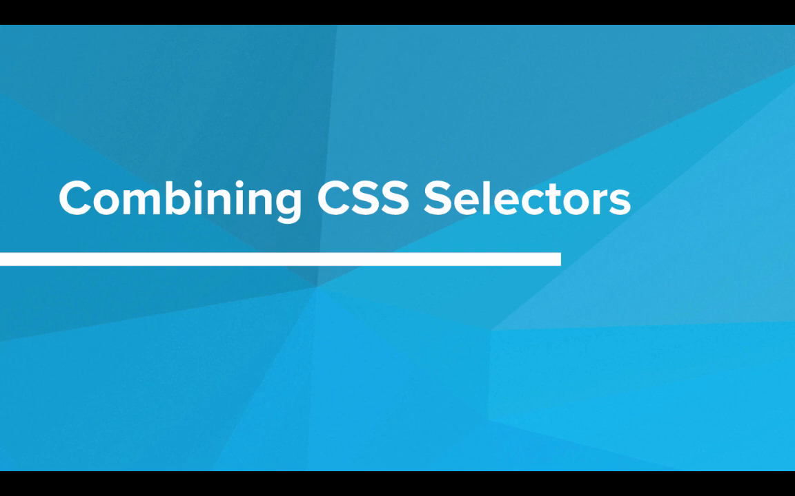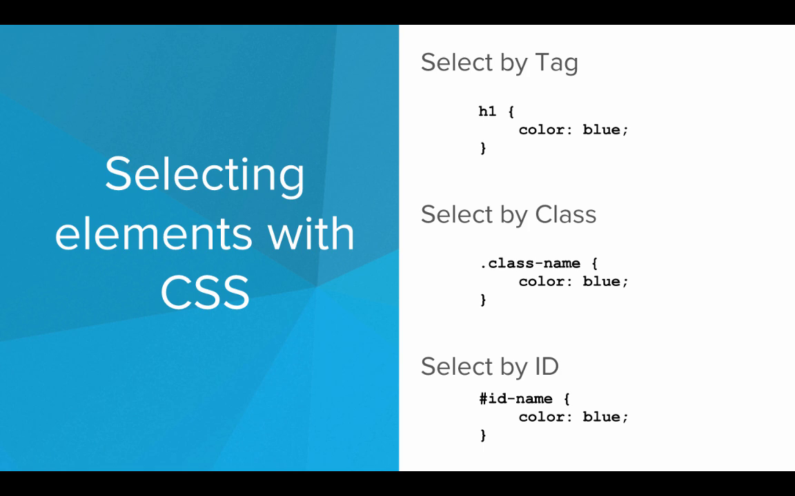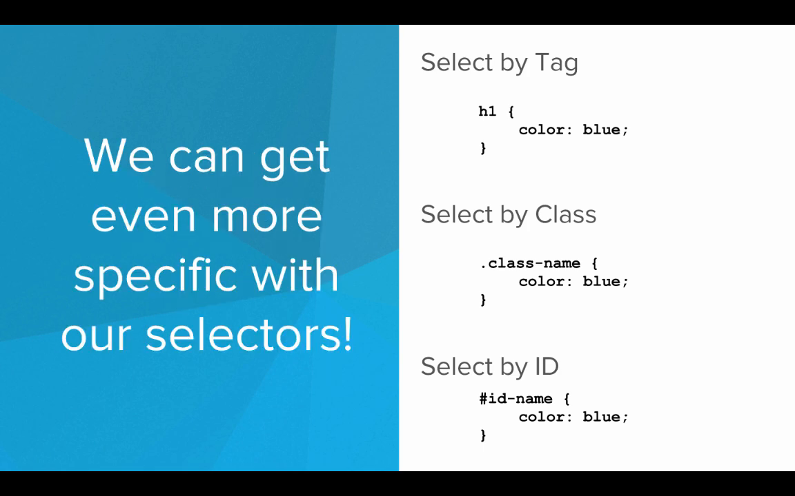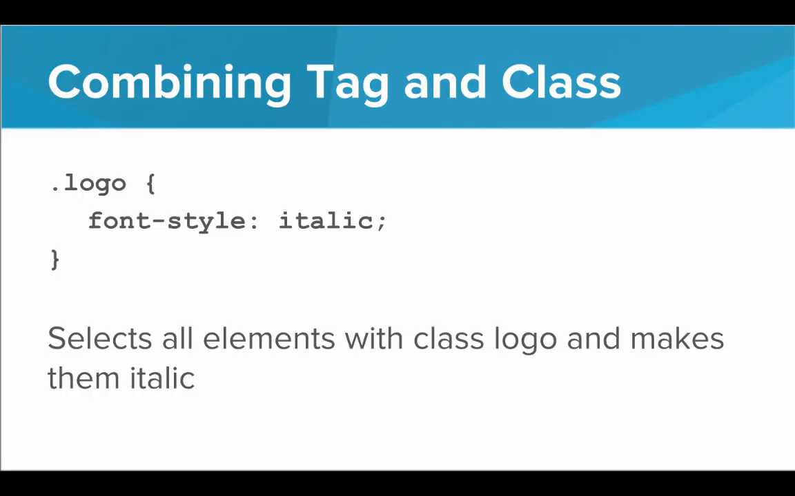Hi! In this video, we'll be talking about combining CSS selectors. So we know that we can select elements with CSS either by tag, by class, or ID. But it turns out we can get even more specific with our selectors to select even more specific groups of elements in different ways. For example, we can actually combine the tag selector and the class selector.